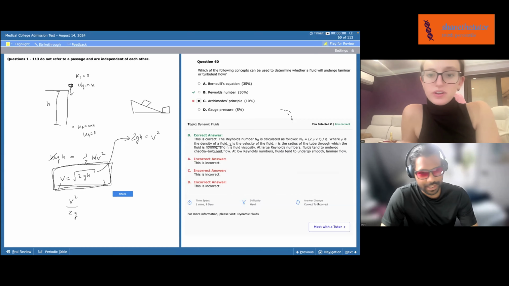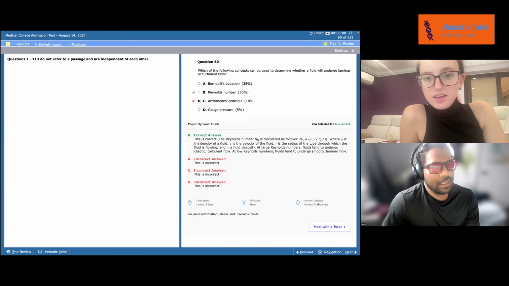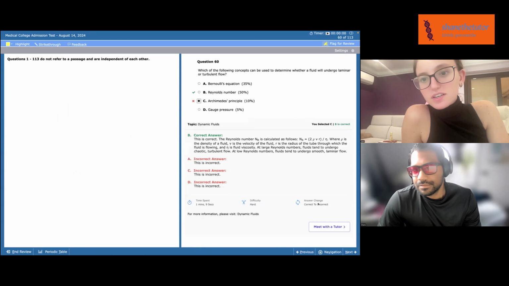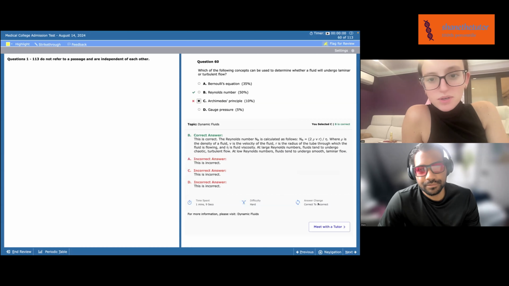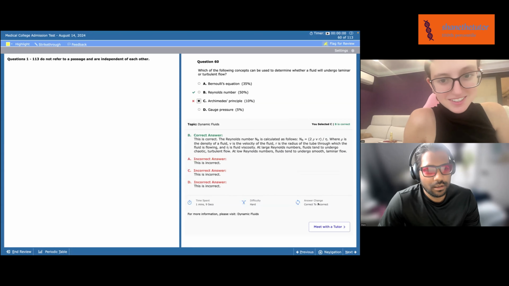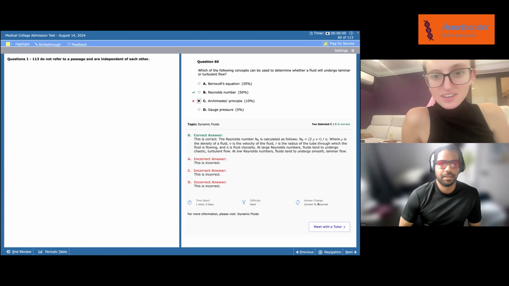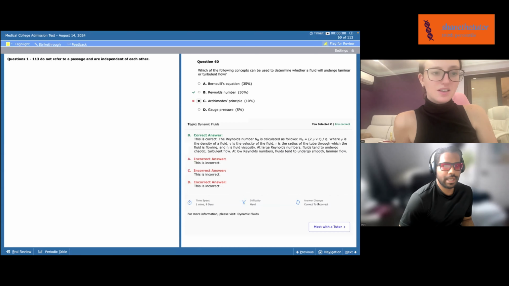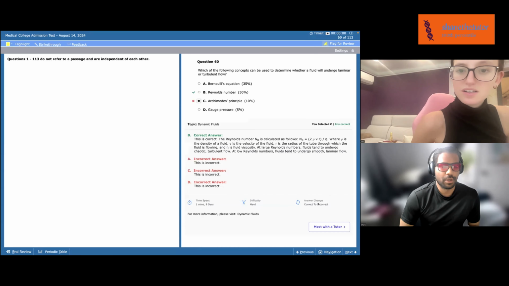All right, I'll remember that for situations like that. If I'm gonna be honest, when I was looking at this, the concepts made sense that it would be a principle or an equation, so I just guessed C.